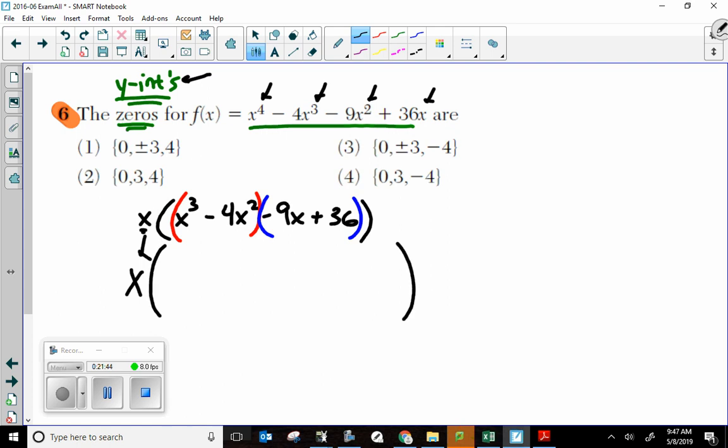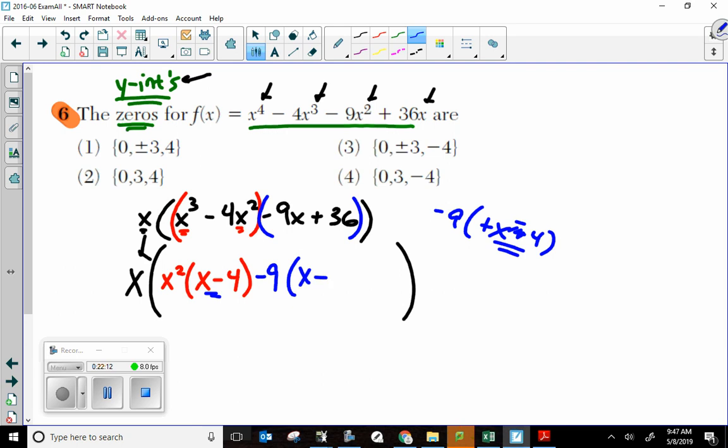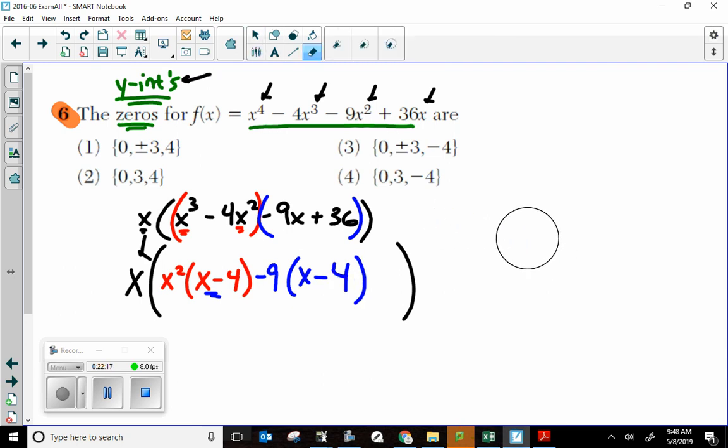I can take out an x squared. What's left will be x minus 4. And in my blue parenthesis, I want it to match. If I took out a 9, that would leave me negative x plus 4. That does not match here, does it? So I'm going to take out a negative 9 and flip these signs, and then it's going to match. So negative 9, I get x minus 4. Now these 2 things in parentheses, in the red and blue, they match.